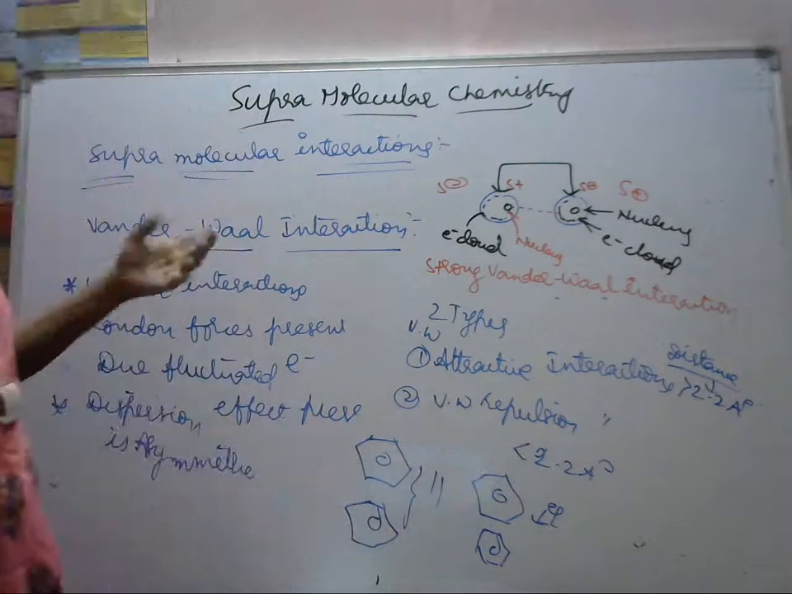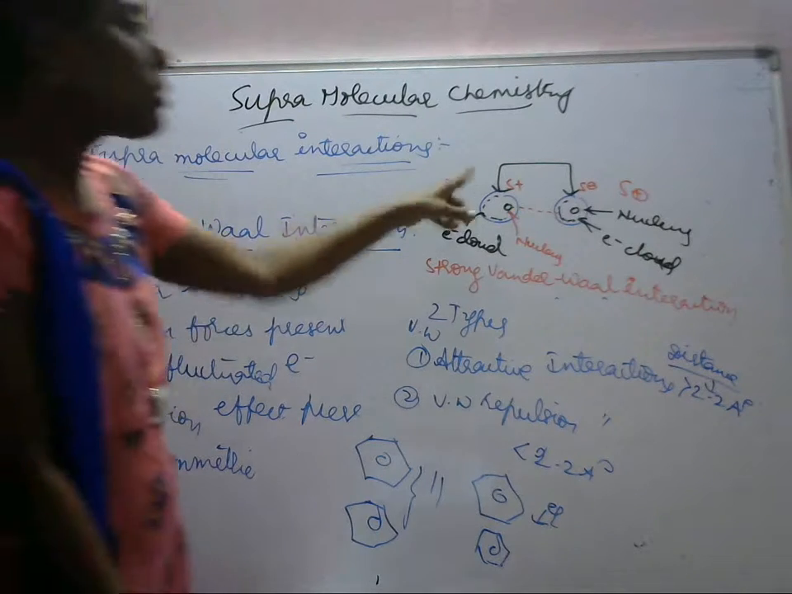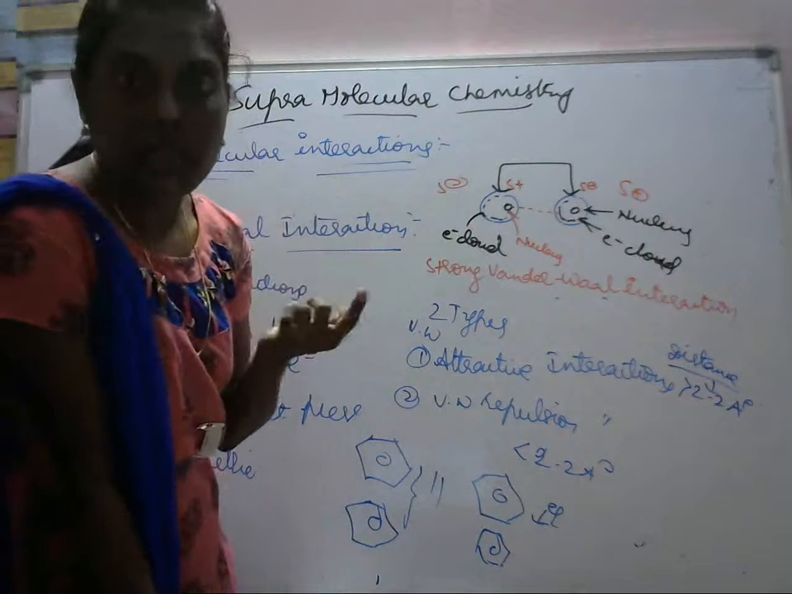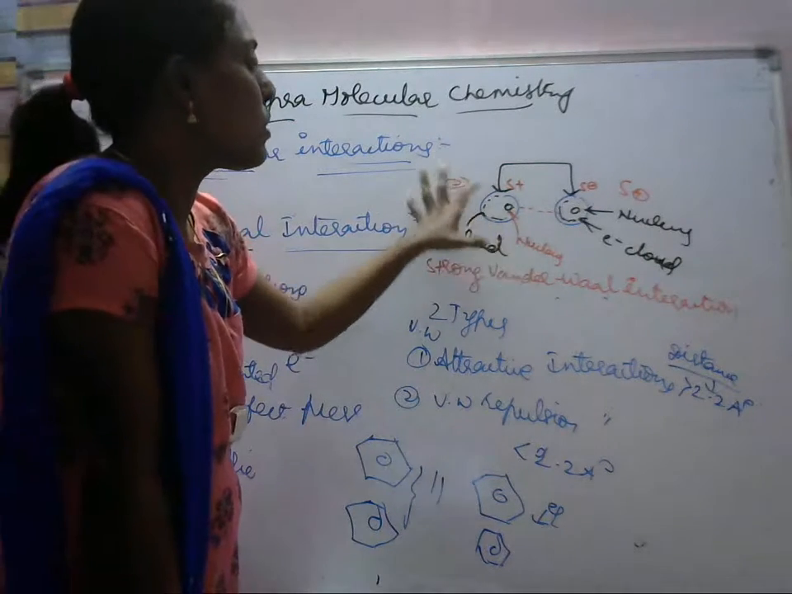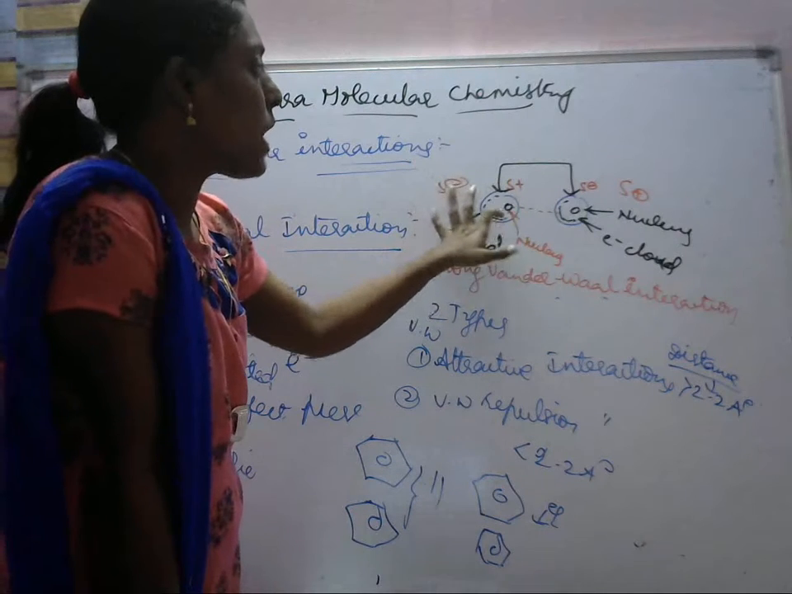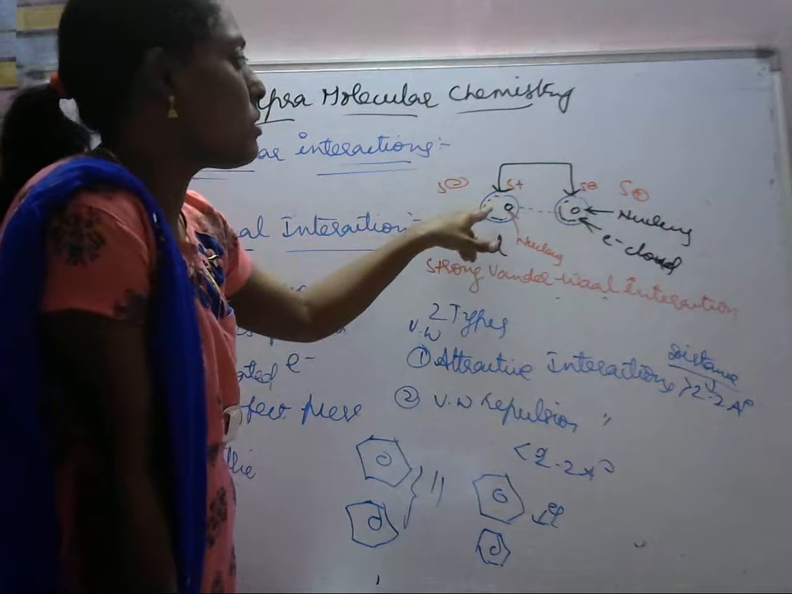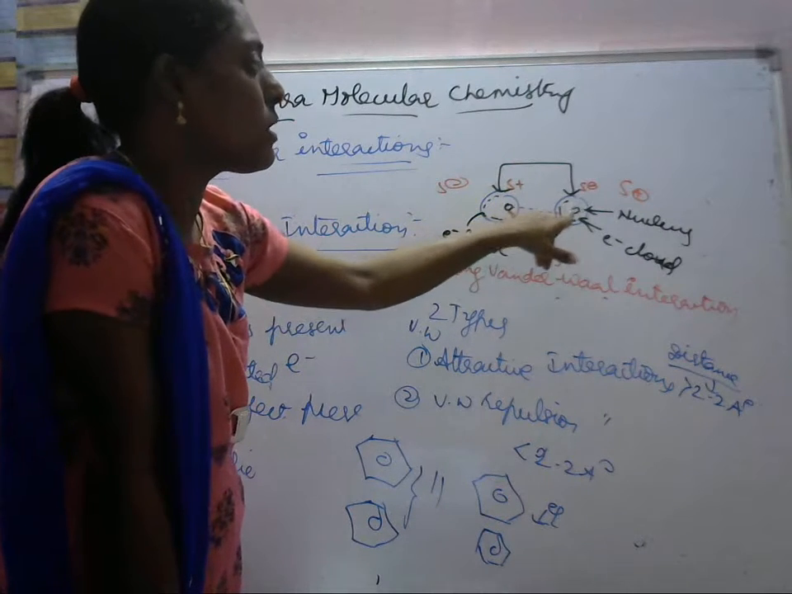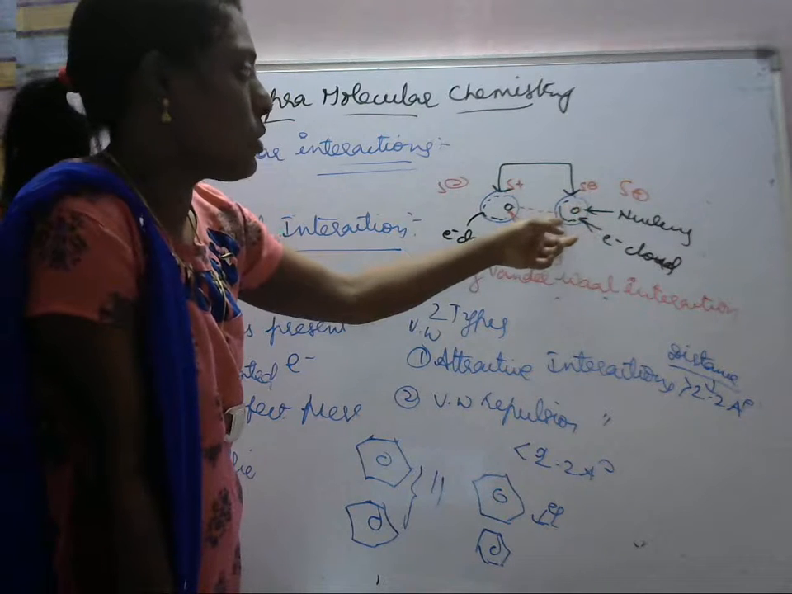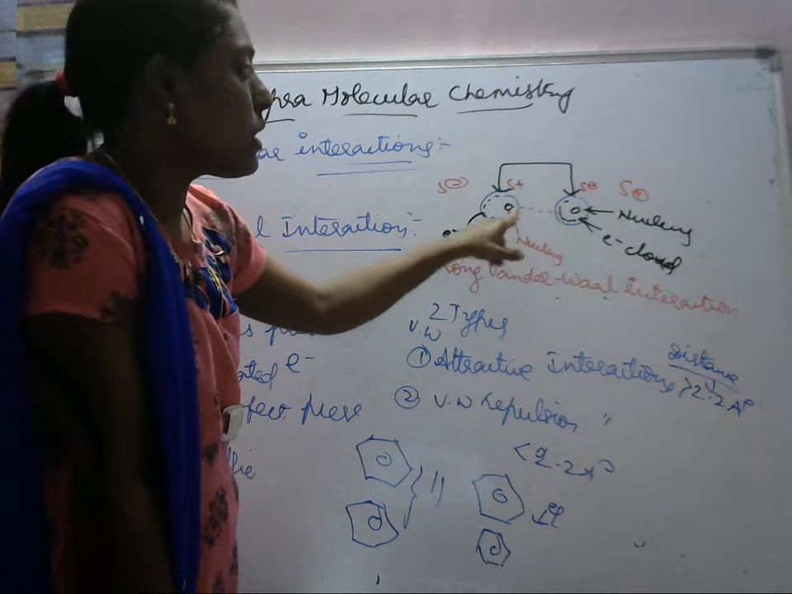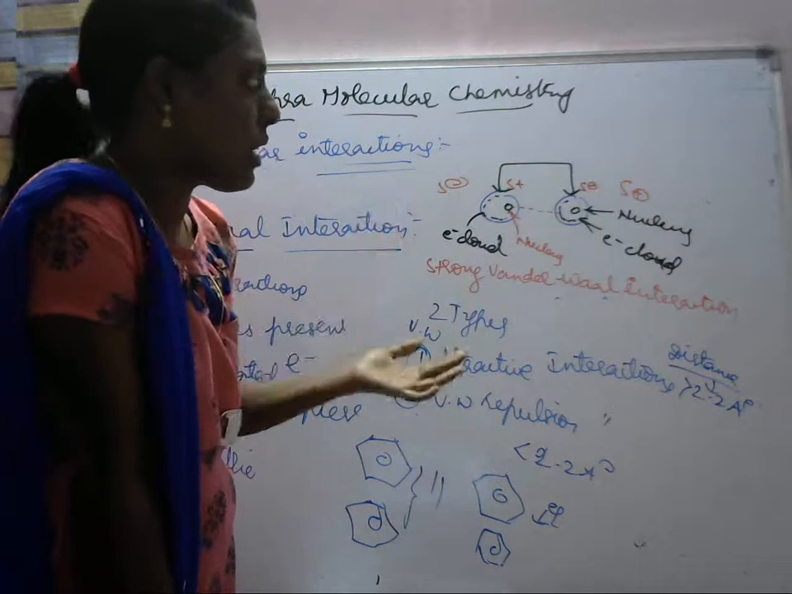Okay. So next one is van der Waals interaction. Van der Waals interaction is a weaker interaction present between two atoms or two molecules. If you take an atom, what is present? Electron and nucleus. At the same time, another atom has a nucleus and an electron cloud. There is interaction between this nucleus and that electron, so strong van der Waals interactions are there.